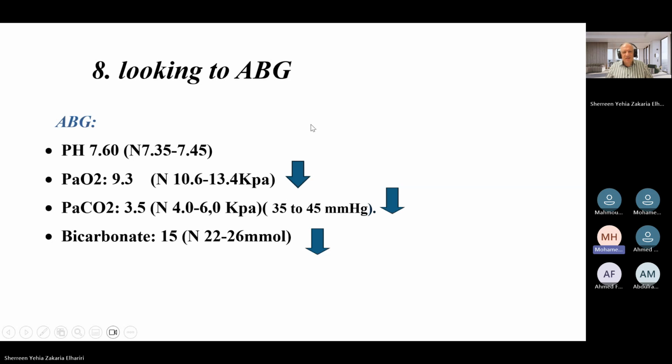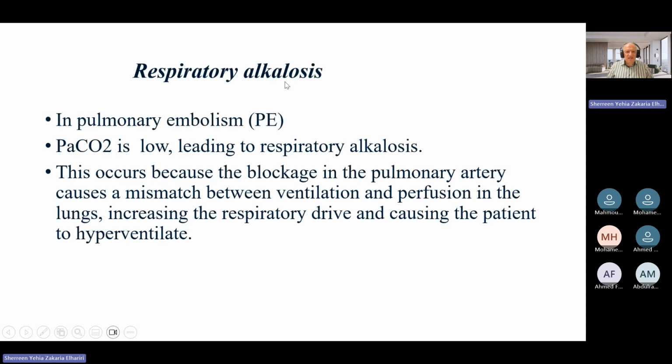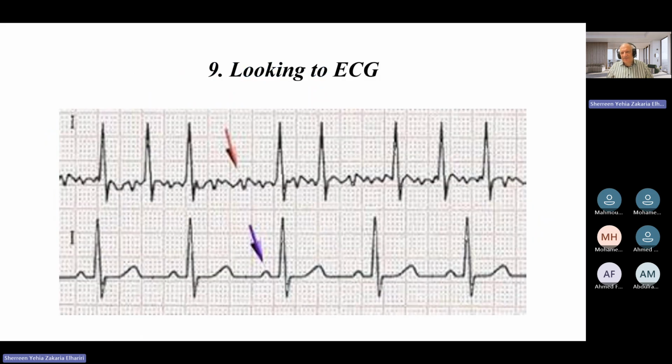Respiratory alkalosis, because we have low carbon dioxide, low oxygen. These are bad conditions, so low bicarbonate. Of course, the pH is alkalosis, so this is respiratory alkalosis. It can occur in pulmonary embolism due to mismatching between ventilation and perfusion in the lung and increased respiratory drive causing hyperventilation. After that, look at the ECG.